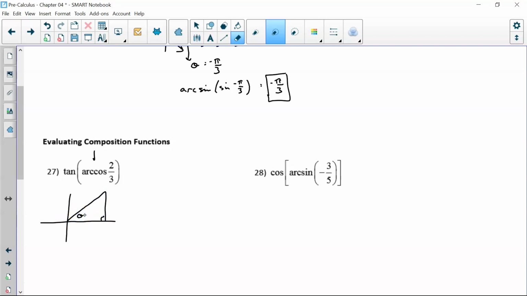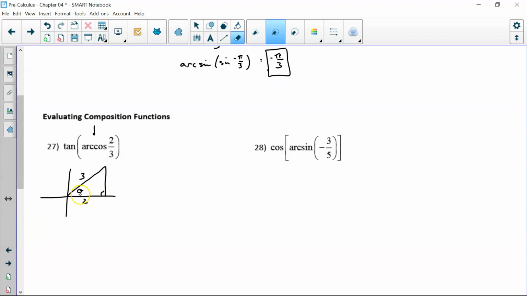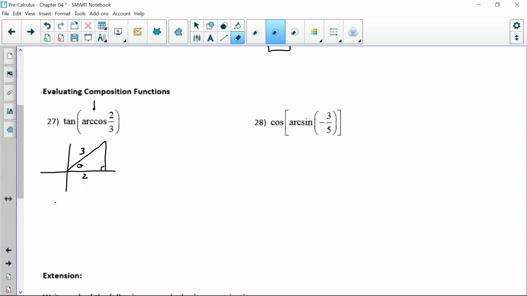Here's theta. Now the cosine, adjacent over hypotenuse, is 2/3. Since we're in quadrant 1, they're both positive. Now we can find the missing side using the Pythagorean Theorem. 2 squared plus b squared equals 3 squared. 4 plus b squared equals 9. B squared equals 5, so b equals the square root of 5.